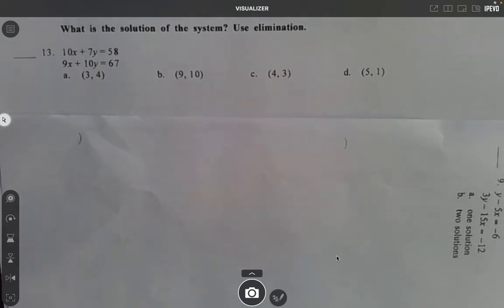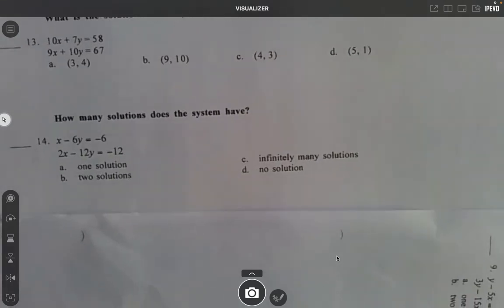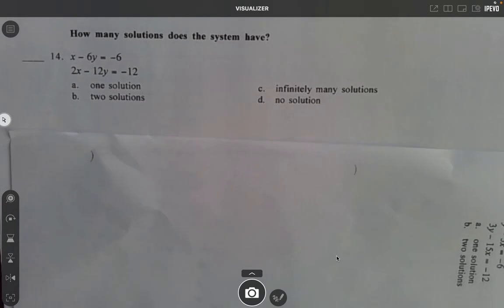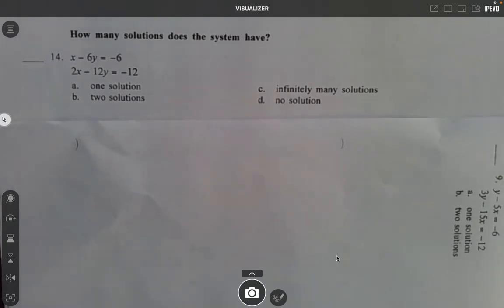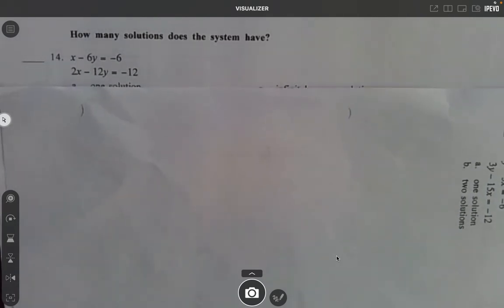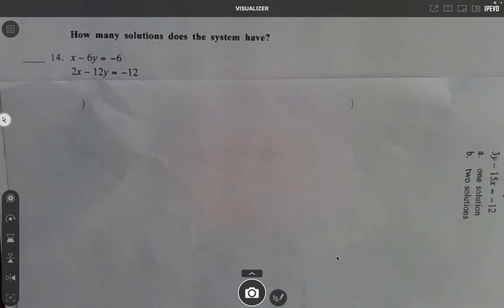All right, number 14. How many solutions does it have? Let's just solve it. I'm going to cover up the answers for just a second so I can solve it. There is no plug and play on this one. I'm going to multiply the top one by what? 2, because the x's don't match and the y's don't match. Watch what happens if I multiply the top one by 2.